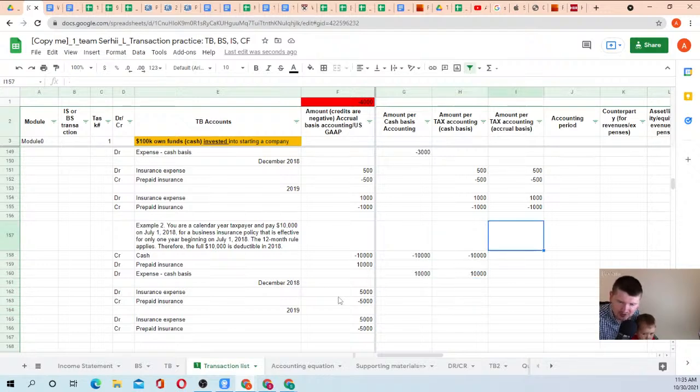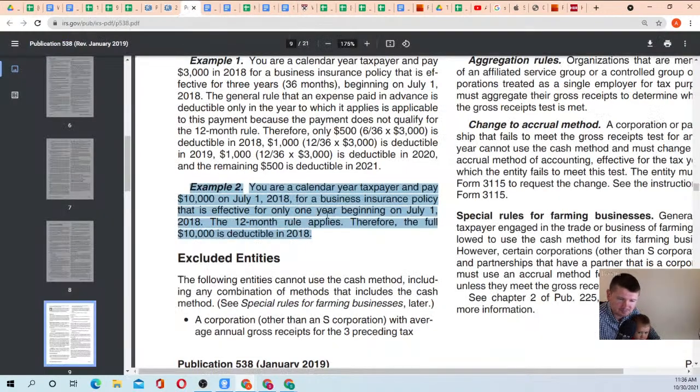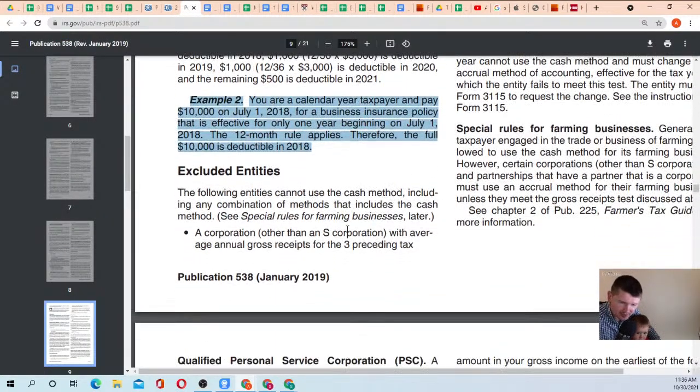Okay, and if we use an accrual basis of taxation, our accrual basis taxation will match our accounting accrual basis. So that's the part about here. Excluded entities. There are exclusions. Depending on your form of business, you will need to check.